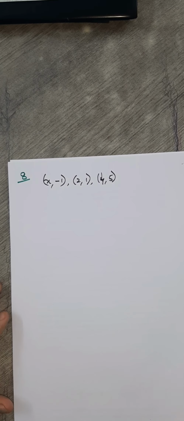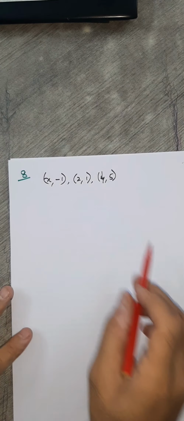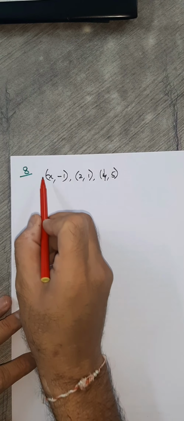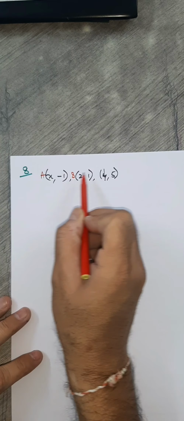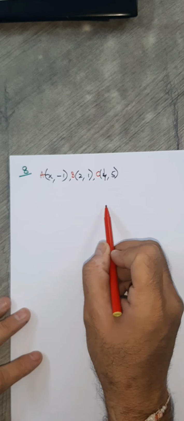In the next question, you want the value of x for which these 3 points are collinear. Let me call these points A, B, C. Collinear means what? They fall on the same line.